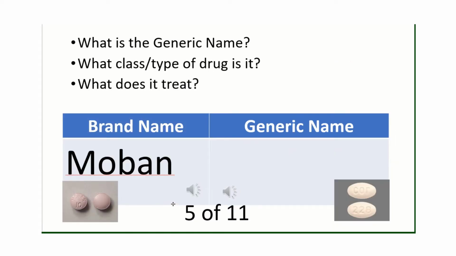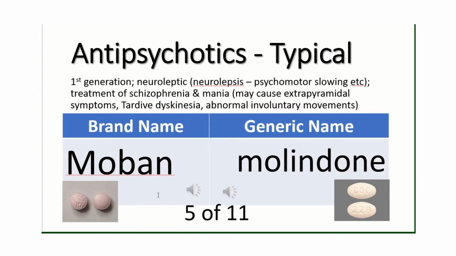What is the generic name for Mobon? What type of drug is Mobon? What does Mobon treat? The generic name for Mobon is Molindon. Mobon and Molindon are typical antipsychotics. They treat schizophrenia and mania.